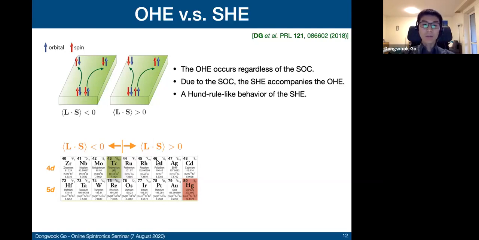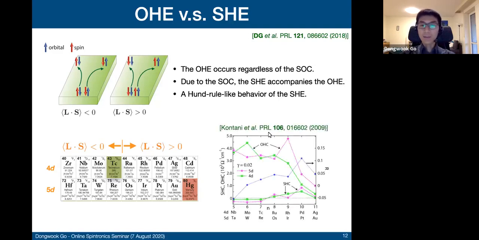And it can be understood in a way that this LS correlation is negative for the left part because the D shell is less than half filled, but on the right side, the D shell is more than half filled. So therefore, correlation is positive. Therefore, it explains the sign change of the spin Hall effect.